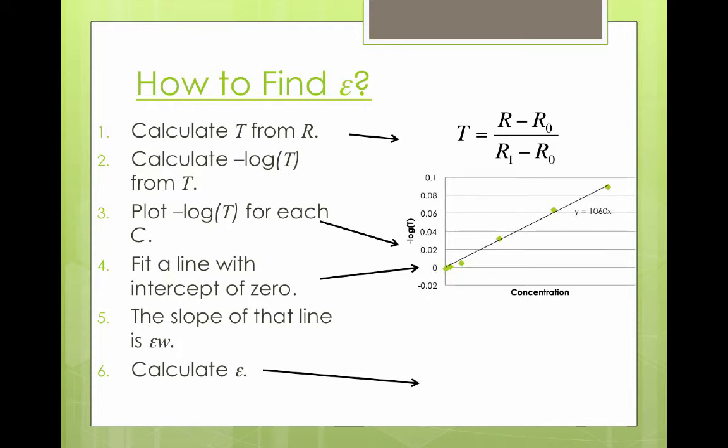So we fit that line, and we're going to calculate the slope of that line, or have Excel calculate the slope of that line. And we know based on our equation that the slope is equal to epsilon times W. And since W is just 1 centimeter, the slope is essentially epsilon. So once we've calculated that slope, we have our epsilon, and now our spectrophotometer is calibrated, and we'll be able to use it to figure out concentrations of our samples as we're growing algae in our photobioreactors.